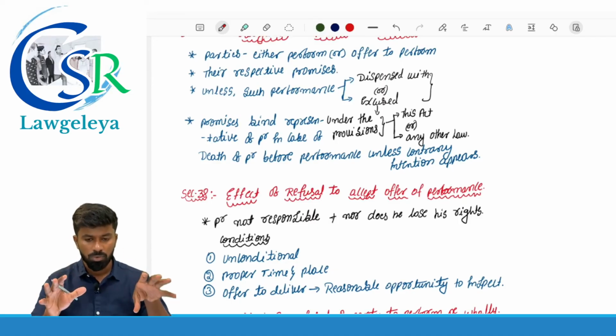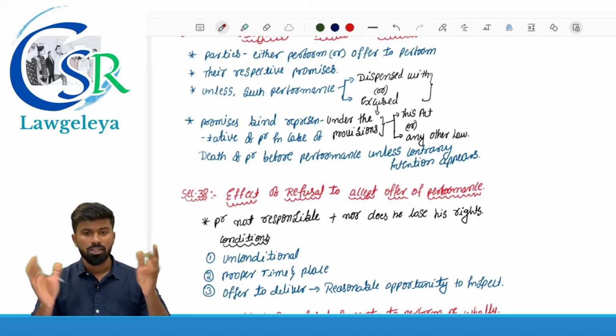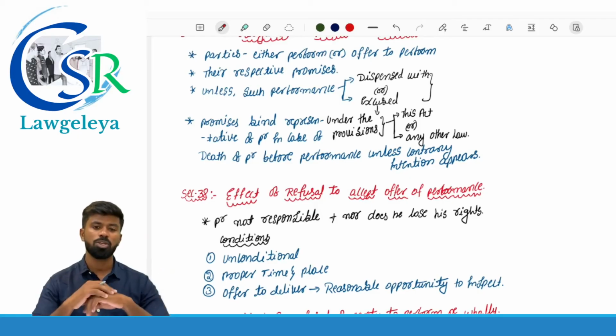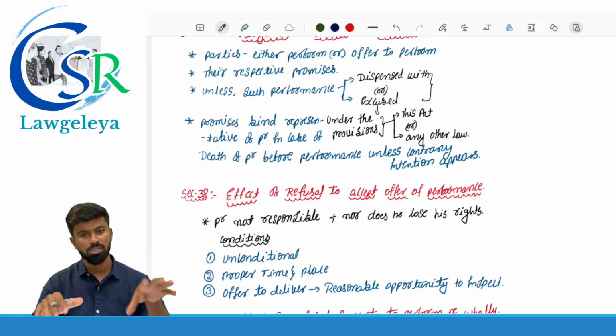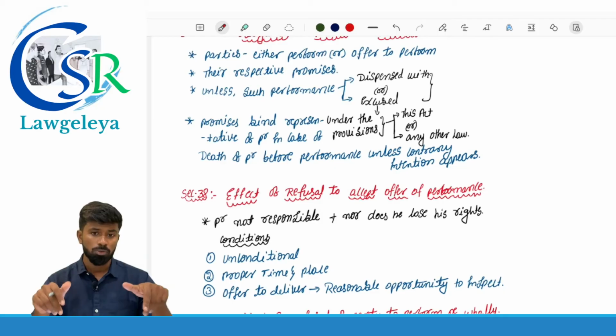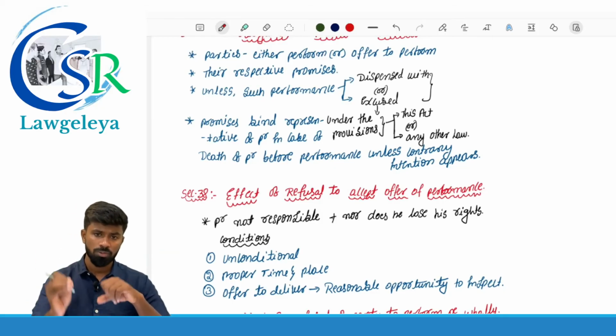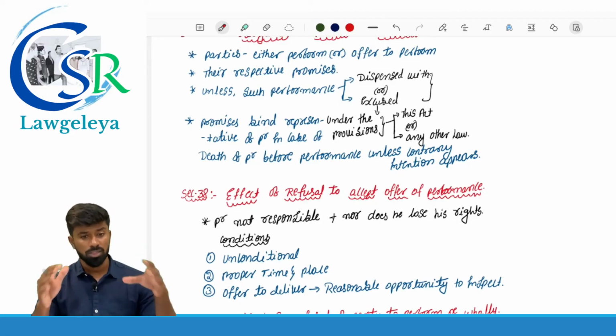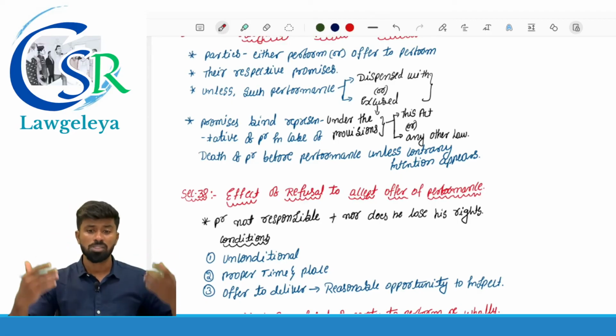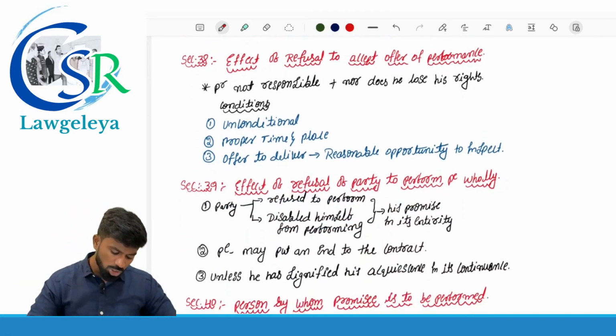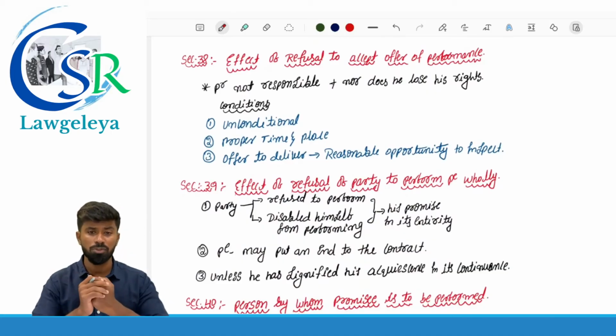Section number 37 provides that the parties to the contract shall either perform or offer to perform their respective promises unless such performance is dispensed with or excused under the provisions of this act or any other law. And the promises bind the representative of the promisor in case of death of the promisor before the performance of such promise. Next, section number 38, refusal, promisee refuses, effect of refusal to accept the offer of performance.